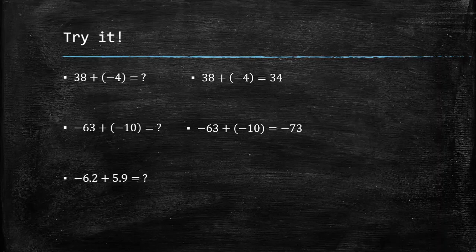And then -6.2 plus a 5.9. These have opposite signs, so we do subtract to get 0.3, and the -6.2 has the larger absolute value, so our answer is -0.3.